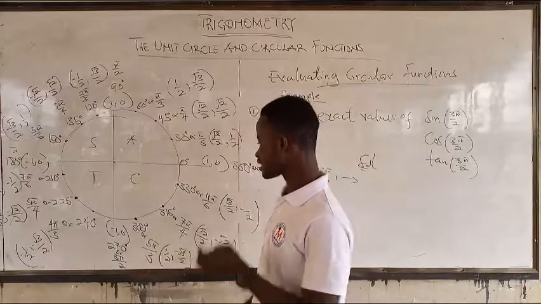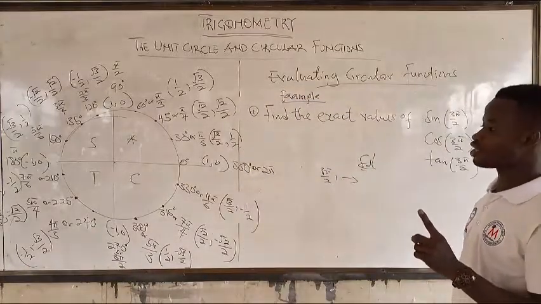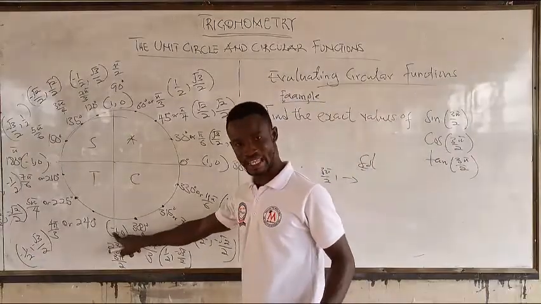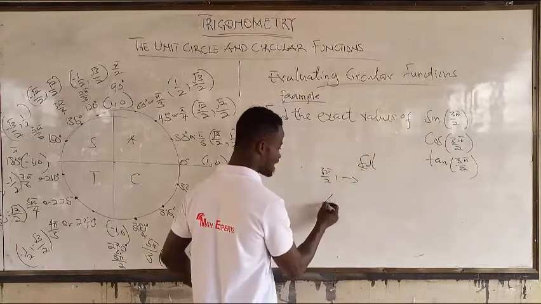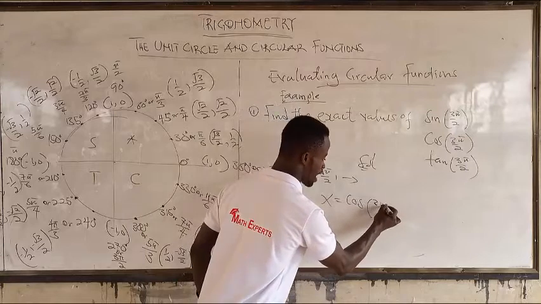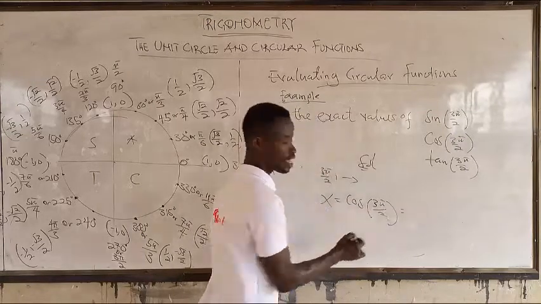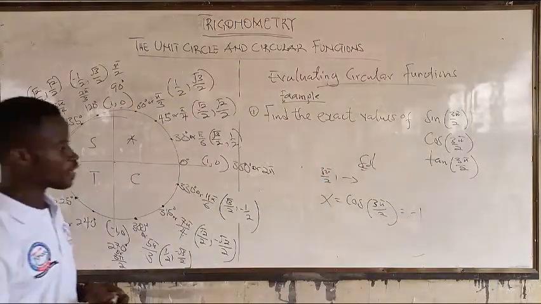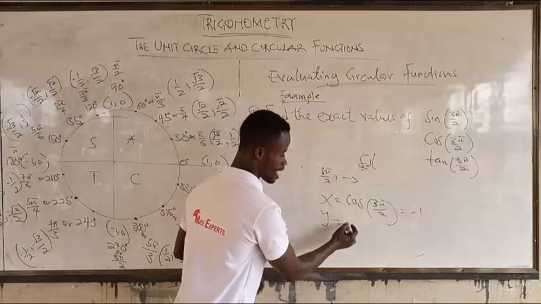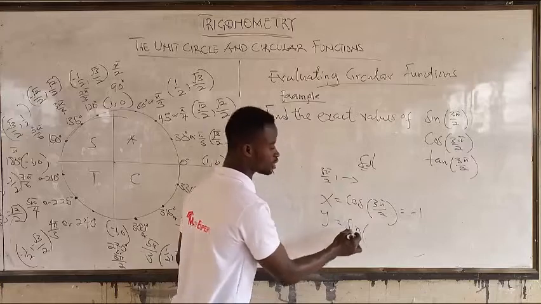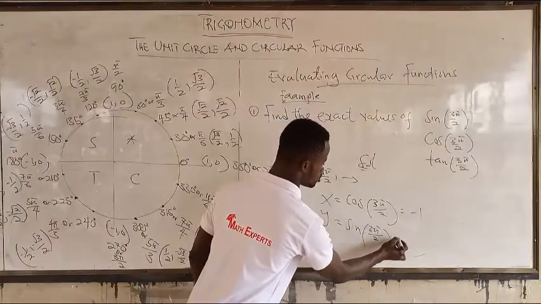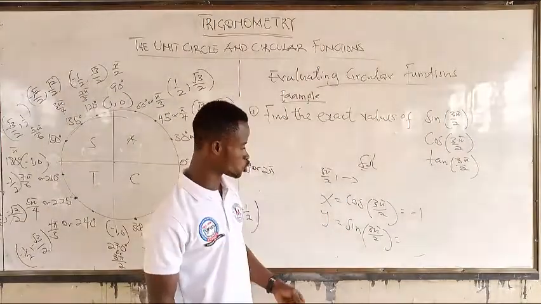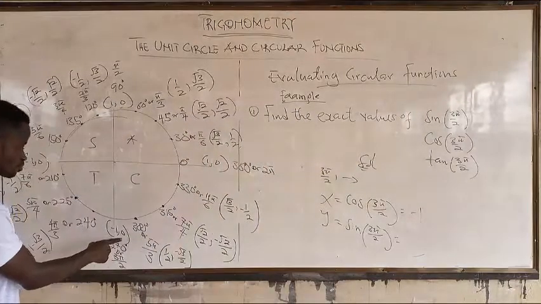So you can see that it intersects the unit circle at x-axis to be -1. Alright? And you know that the x-axis means that we are taking cos of 3 pi over 2. And that is going to give us -1. And on the y-axis, the angle 3 pi over 2 is going to be sine 3 pi over 2. And that is 0.